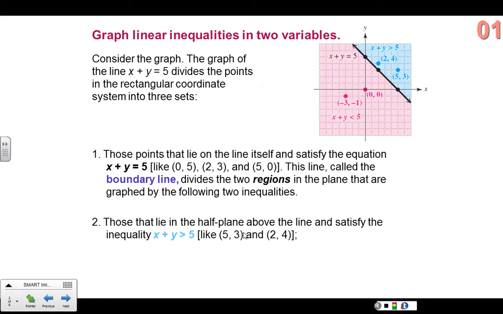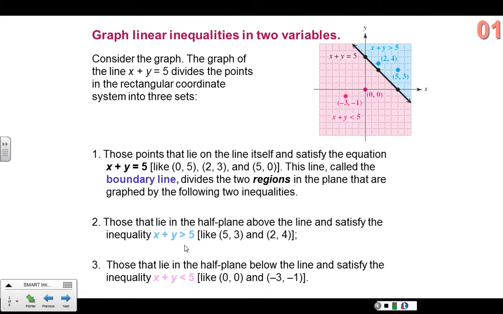Those that lie in the half plane above the line and satisfy the inequality. Those that lie in the half plane below the line and satisfy the inequality, x plus y is less than 5.